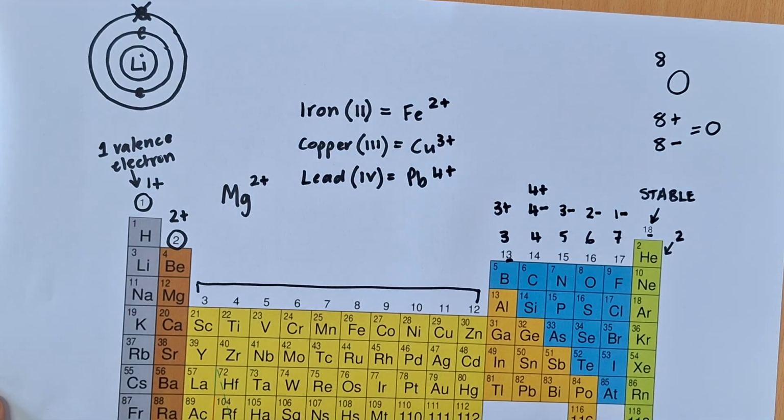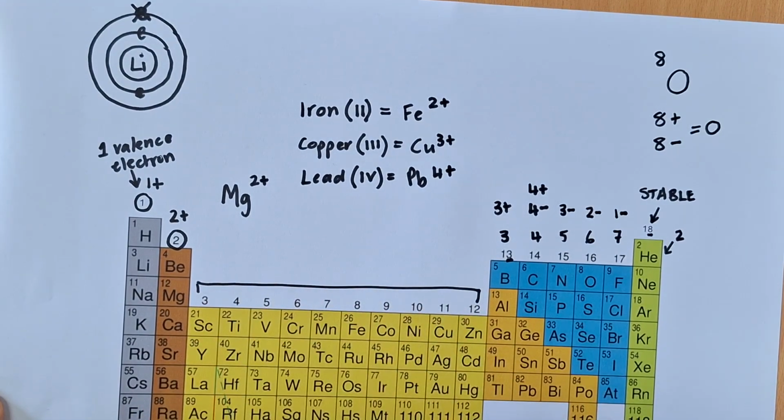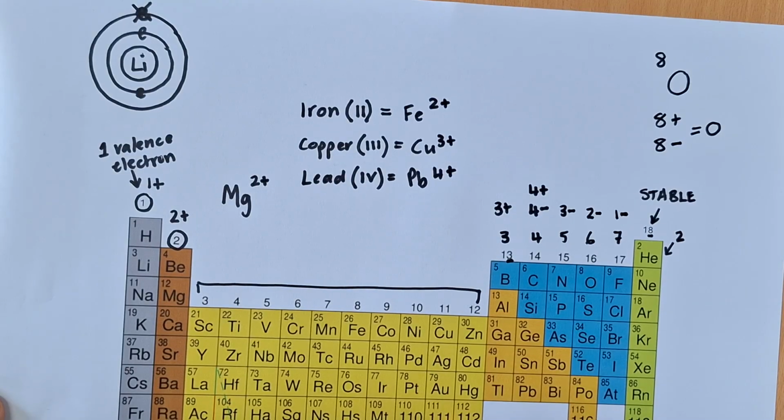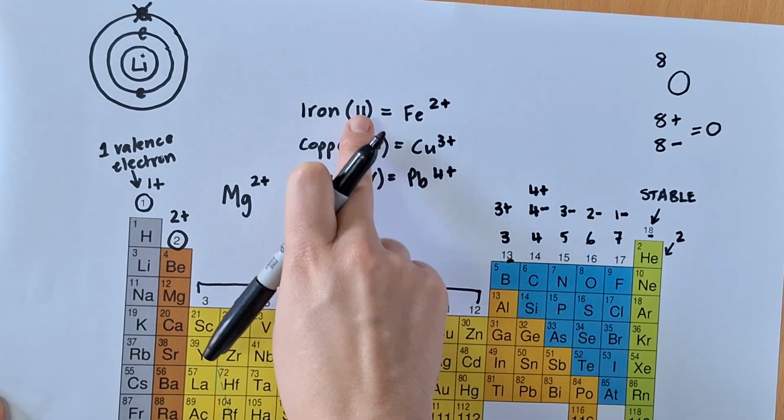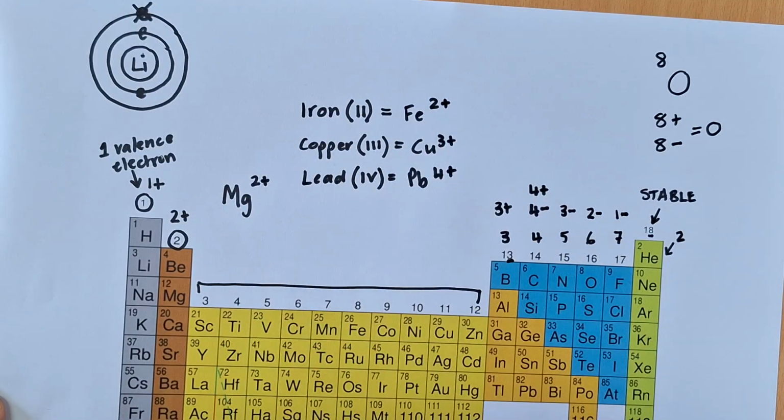So there's no need to try and use the group numbers to figure out the ionic charge on these transition metals because that rule doesn't really apply to them. Simply look for the Roman numerals in the brackets afterwards and it will tell you the charge that you need to place on the ion.